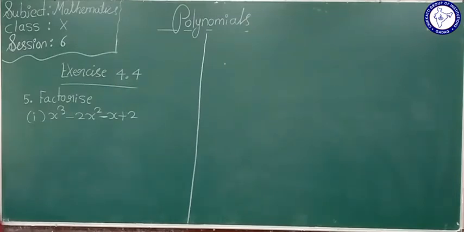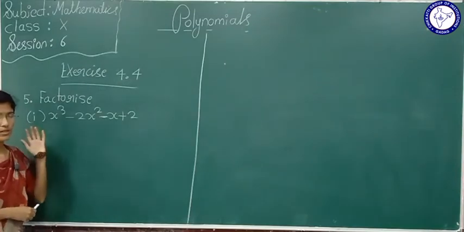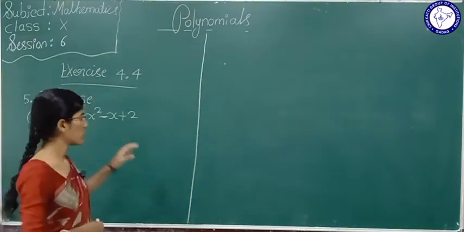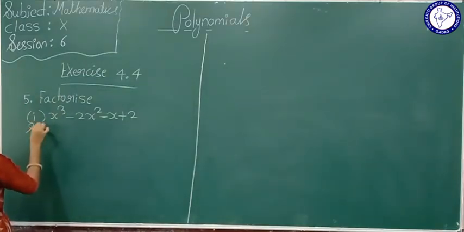Now see, student, fifth main, first problem. This is a cubic polynomial, yes or no? Because your highest degree is 3. Now see here how we are going to factorize this.